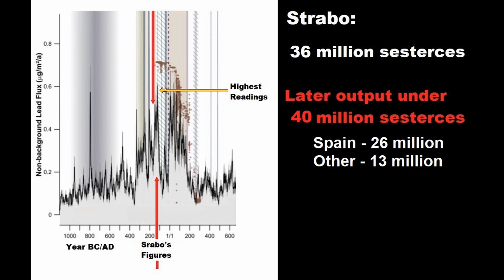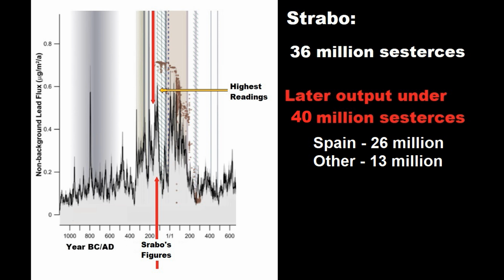The isotope analysis suggests that about 30% of this pollution came from non-Spanish mines. This suggests that silver output from Roman Spain might have continued at about 26 million sesterces, with 13 million produced from mines in other imperial territories.